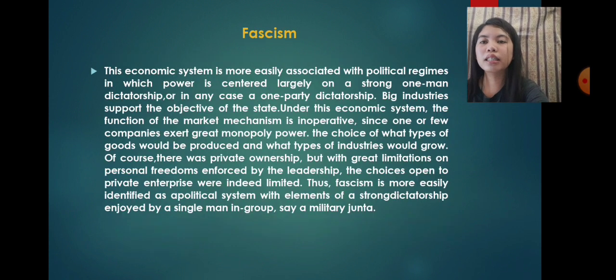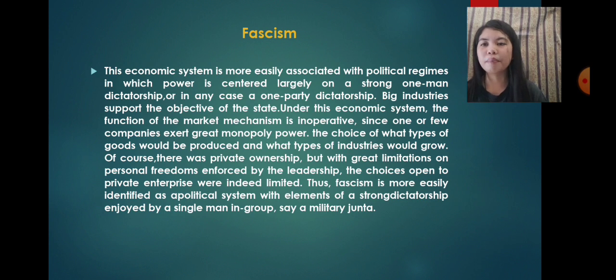So next is fascism. This economic system is more easily associated with political regimes in which power is centered largely on a strong one-man dictatorship, or in any case, a one-party dictatorship. Big industries support the objective of the state.